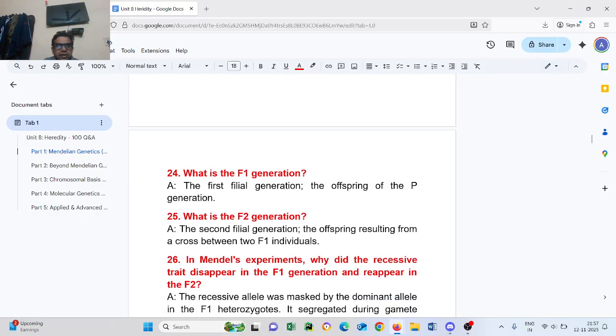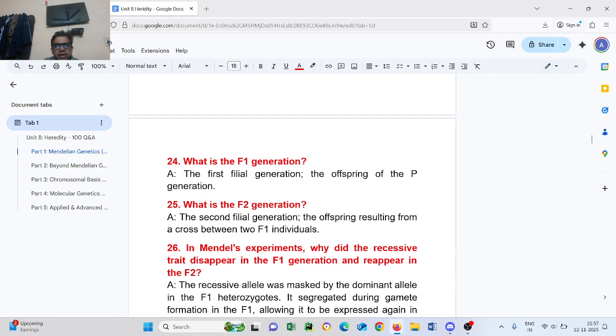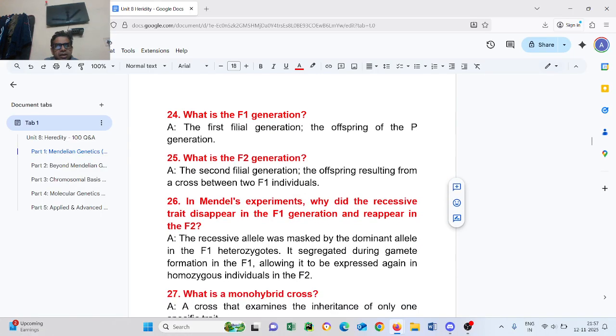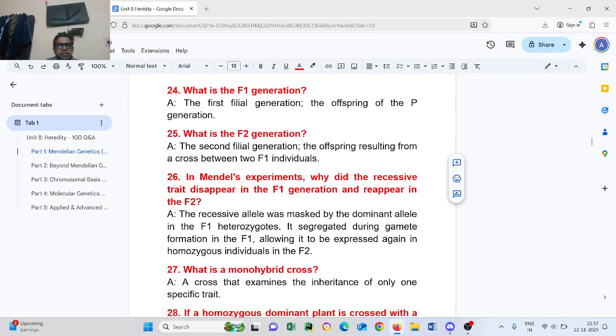Question number 25. Mendel's question: why did the recessive trait disappear in the F1 generation and reappear in the F2? The recessive allele was masked by the dominant allele. In the F1 heterozygotes, it segregates during gamete formation, allowing it to express again in homozygous individuals in F2.